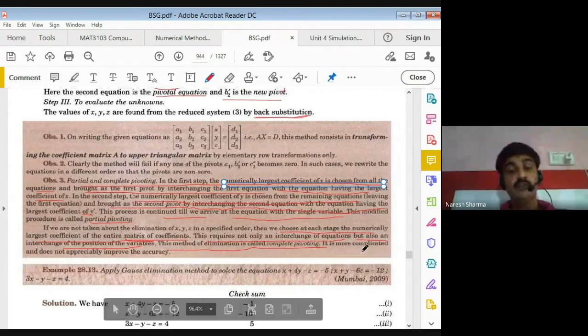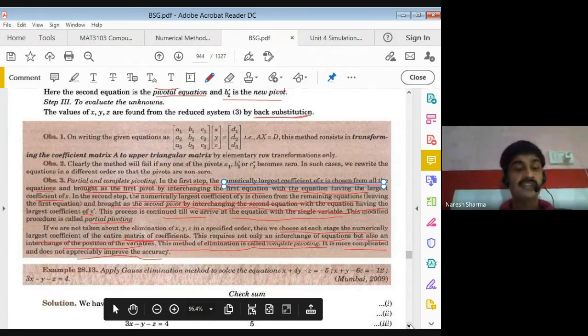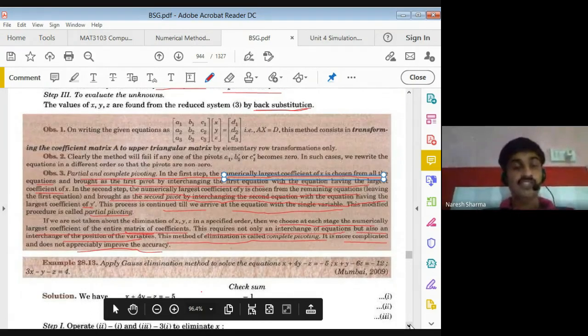So it is a little more complicated, or it is not so good to improve the accuracy, right? So we have two pivoting types possible, partial and complete. Let's discuss one example here quickly.